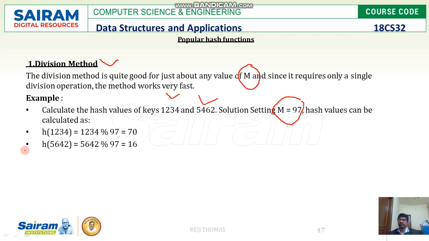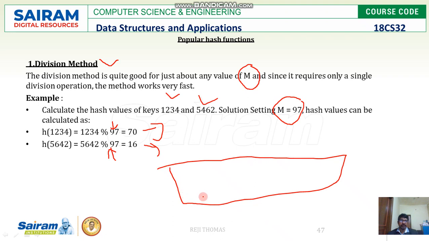So what we do is we are going to find a hash function. h(1234) is going to be 1234 mod 97 because our m is 97. So which will give you 70. And for the second value 5642, for the same number I'll take mod 97, which will give me 16. So where will I store this? For the index value 16 I'll be storing this, and for index value 70 I'll be storing the first.